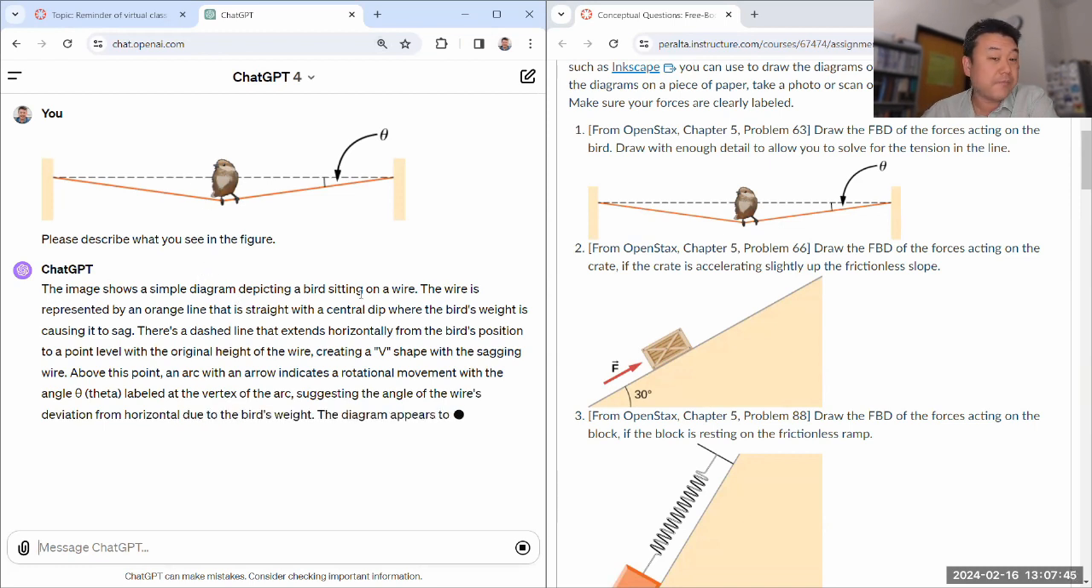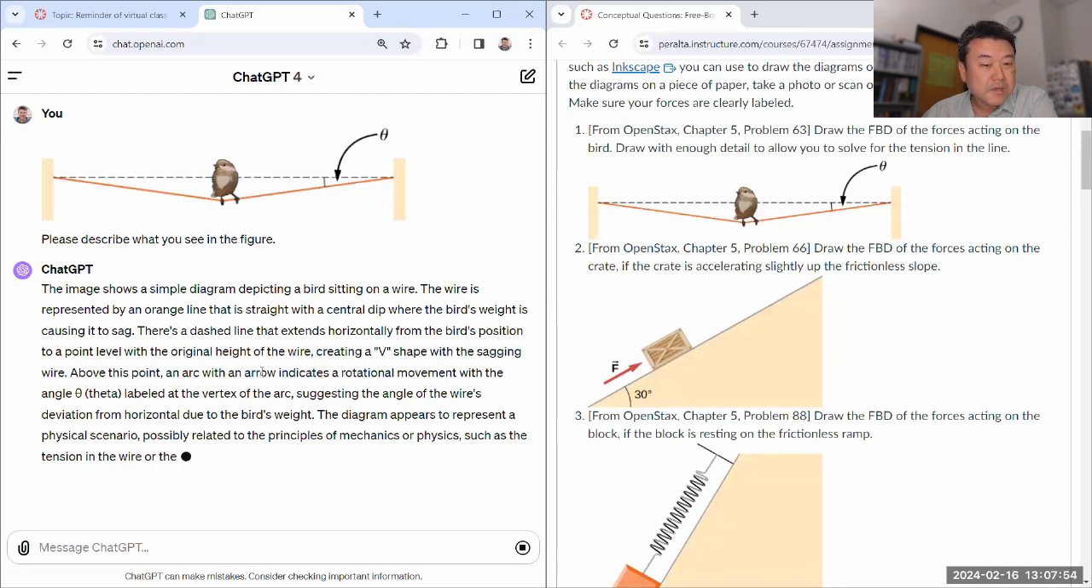Let's see. Simple diagram, bird sitting on a wire. The wire is dashed, the line horizontal, creating a V shape about this point. It's misunderstanding that. Okay, it's not rotational movement. Theta, angle of the wires, deviation from horizontal. Yeah, that is correct. Okay, physical scenario, possible principles of mechanics or physics. Okay, so let's say that's right.